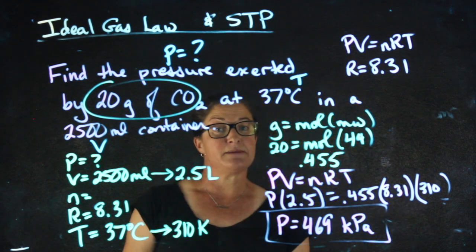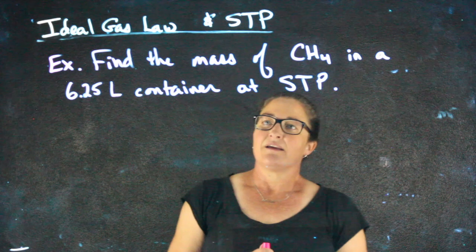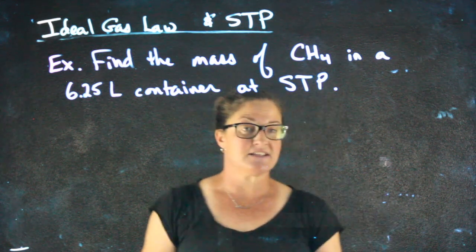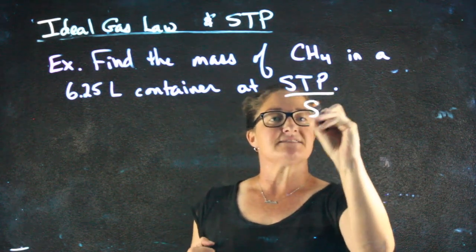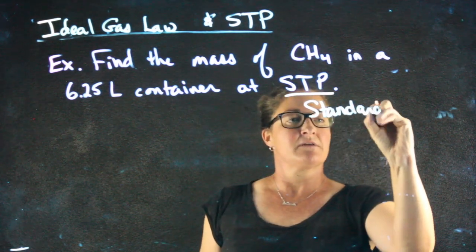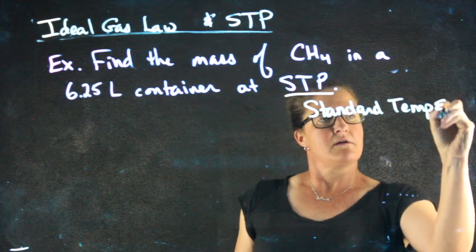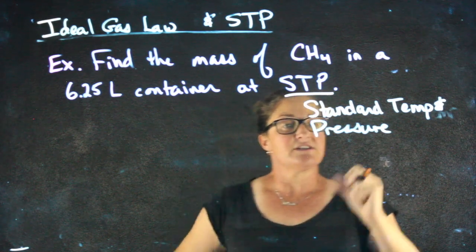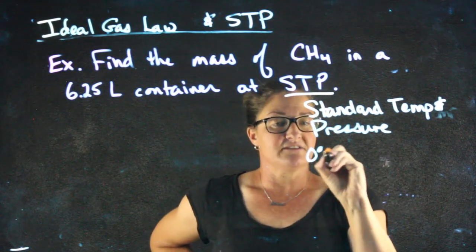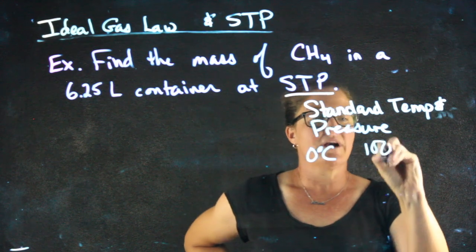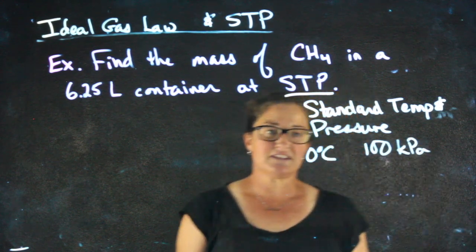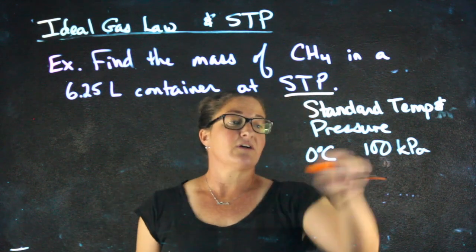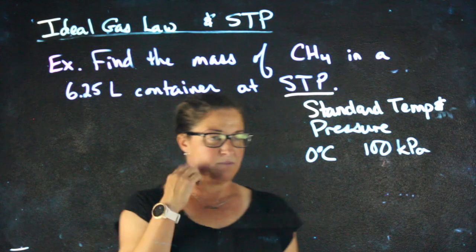Next, we'll talk about what STP means. We're going to find the mass of CH4 in a 6.25 liter container at STP. STP means standard temperature and pressure. For our purposes, standard temperature is 0 degrees Celsius and standard pressure is 100 kPa. Some texts you'll see use 101, some use 101.3. In the data booklet, they'll give you 100 kPa to use at STP.